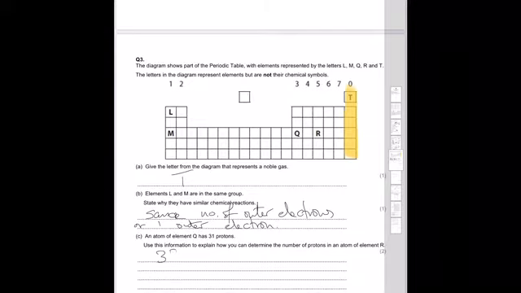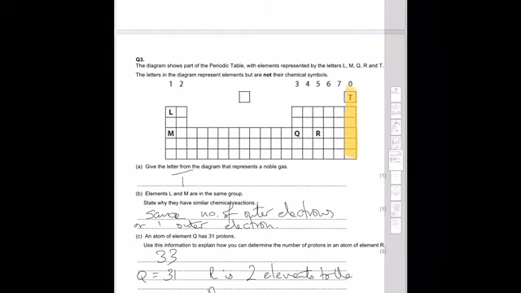Next one, Q is 31, so what must R be? Well, R must be 33, that's 1 mark. How do we work it out? Well, as you go along, the number of protons increases by 1. That's effectively the way you do it. So 1 mark for 33, telling us what it is, and then saying that as you go along, each element from left to right, the number of protons increases by 1. So if you go 2 spaces, 31, 32, 33.